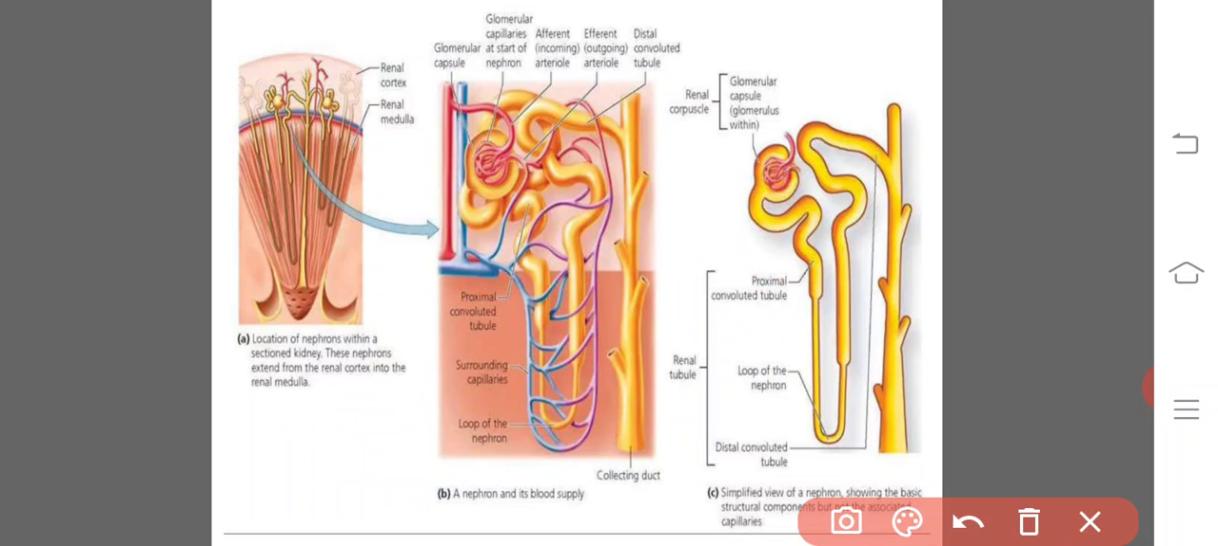Already we discussed that the Malphigian body, proximal convoluted tubule, and distal convoluted tubule, all of them are present in the cortical region. Below that, this is the medullary region. This is all about the proximal convoluted tubule.